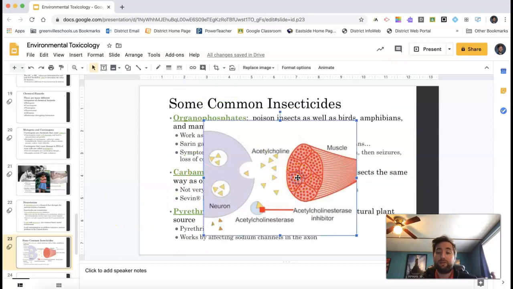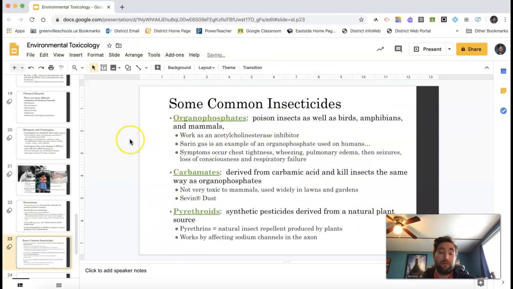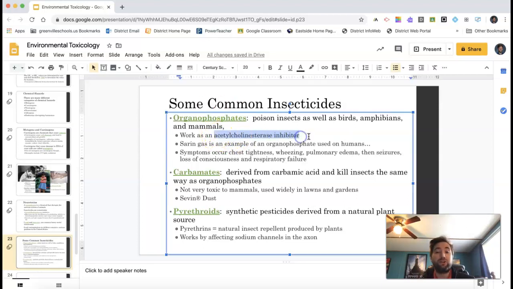All right, so let's talk about some common insecticides in America. These are listed in the order that they were created. Before organophosphates, there were organochlorines, and organochlorines are things like DDT. They work as these acetylcholinesterase inhibitors, like the picture that I just showed you, where it prevents the breakdown of that neurotransmitter, acetylcholine, and since it never breaks down, the nerve impulse just continues and continues and continues until it basically kills you.